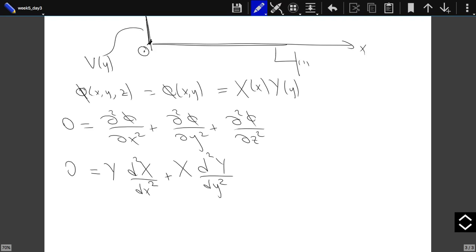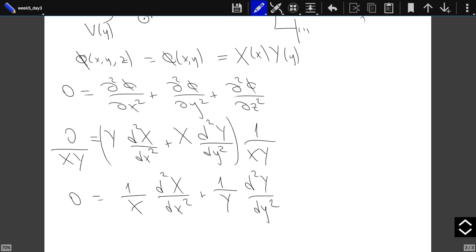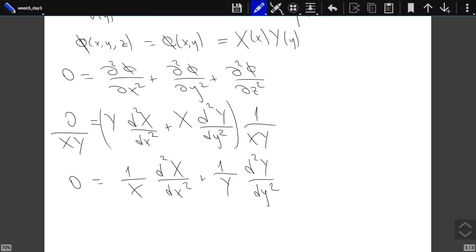Now let us divide both sides by x times y. So the left-hand side is 0 divided by x times y, which is 0. The right-hand side becomes 1 over x, this x is the function x, the second derivative of the function f(x) with respect to its argument, plus 1 over the function y, the second derivative of y with respect to y. And no matter at which point we evaluate this combination, it should be 0.